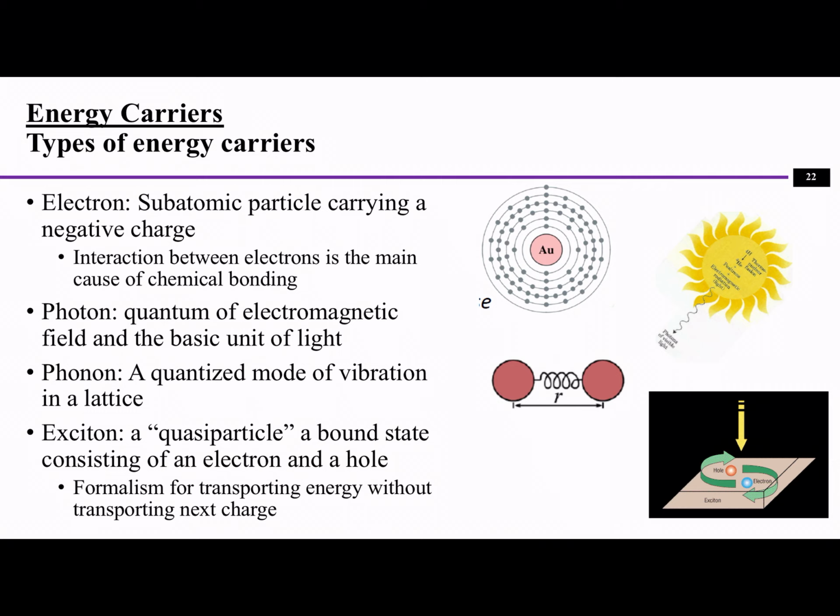Those waves also carry energy. Another one is the exciton. An exciton is a quasi-particle, a bound state consisting of an electron and a hole, as you can see here. So it's more of a formation. The formation has net zero charge, which means it does not have a positive or negative charge that can interact with other electrons or other things. But the formation itself carries the energy, and by moving those excitons, the energy will be transferred from one state to another.